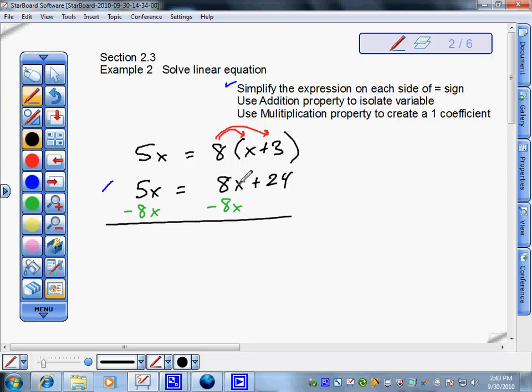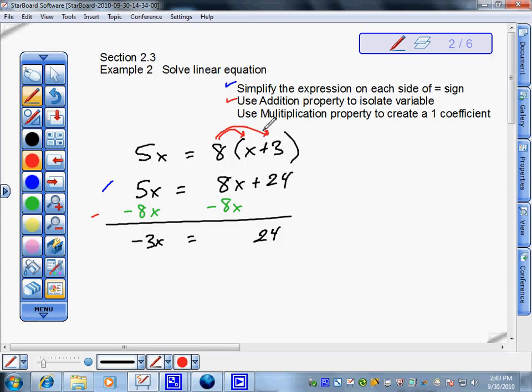Doing the subtraction, the 8x minus 8x makes that go away, leaving me with 24. Carrying on, I have the 5x minus 8x, I end up with a negative 3x with my integer math going on. This one went away. That was my goal. I'm now left with a negative 3x equals 24, so we have used the addition property in this step to make that go away.